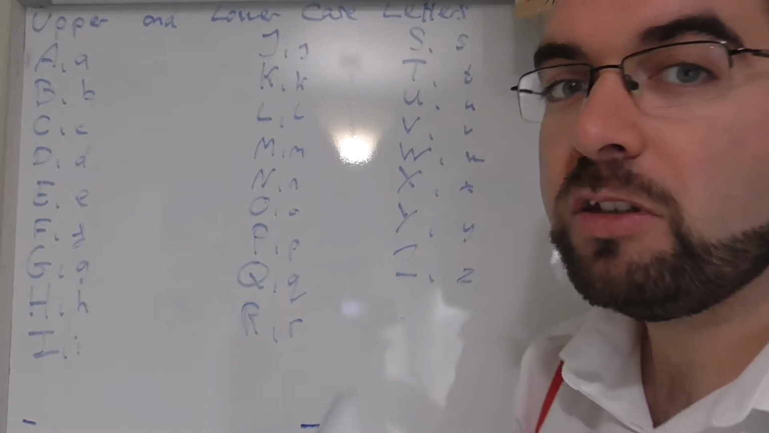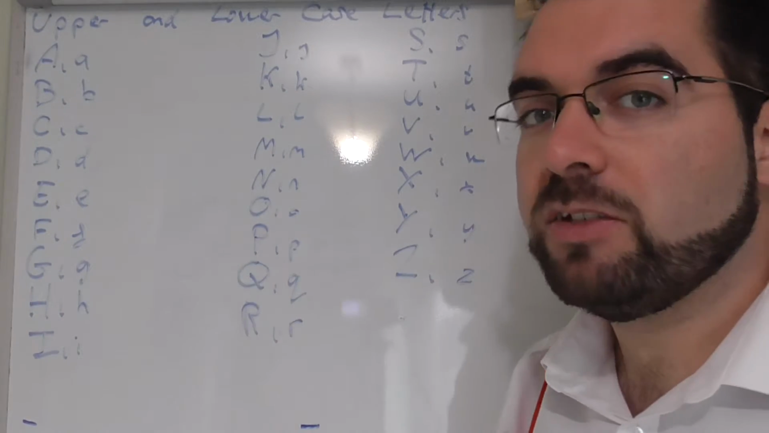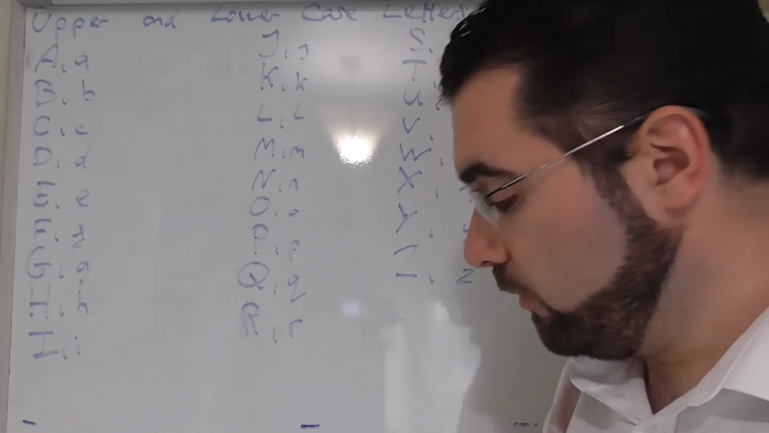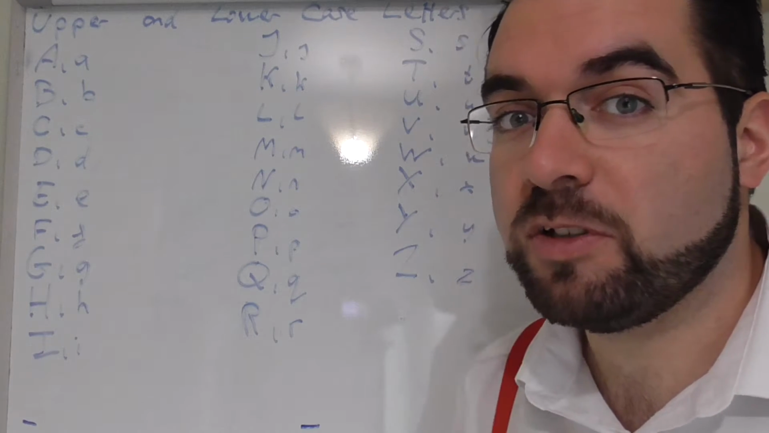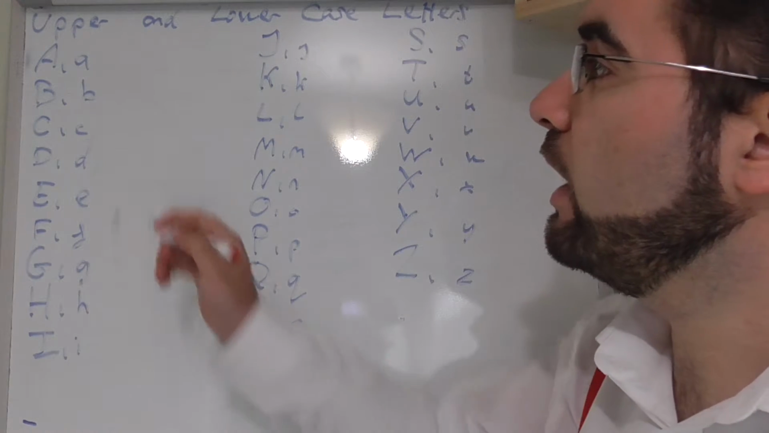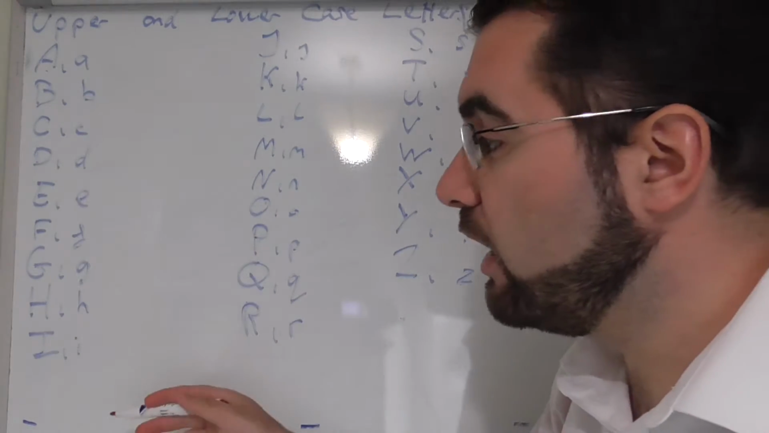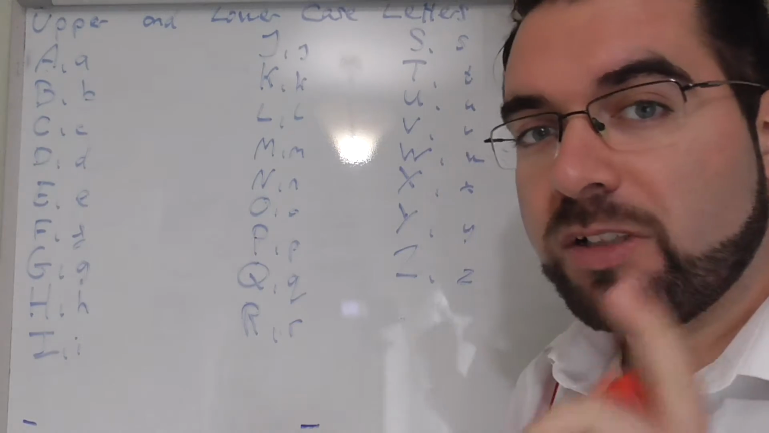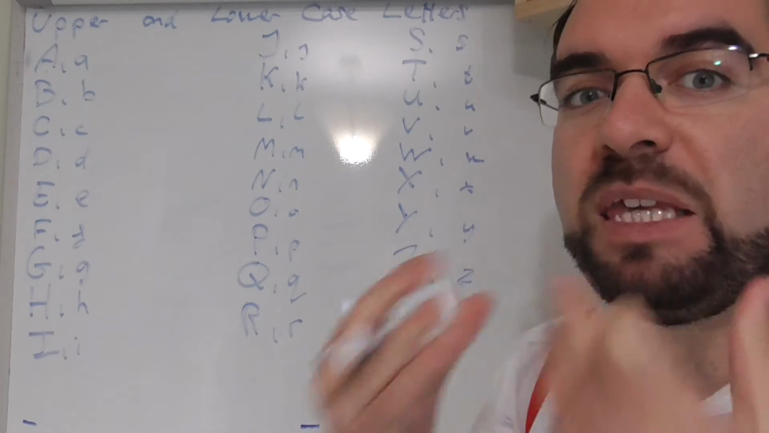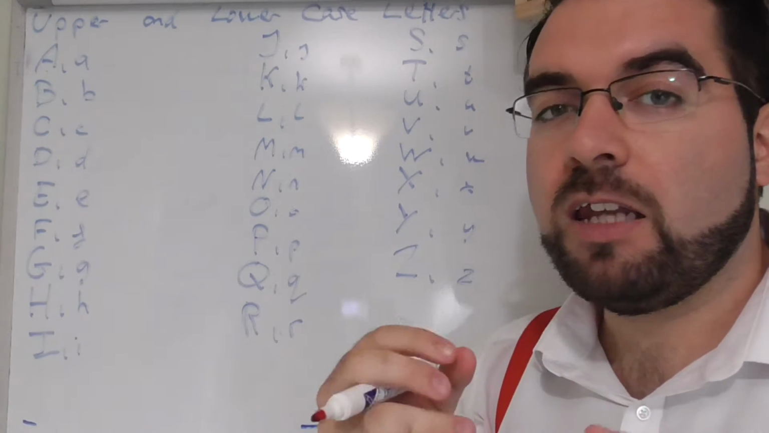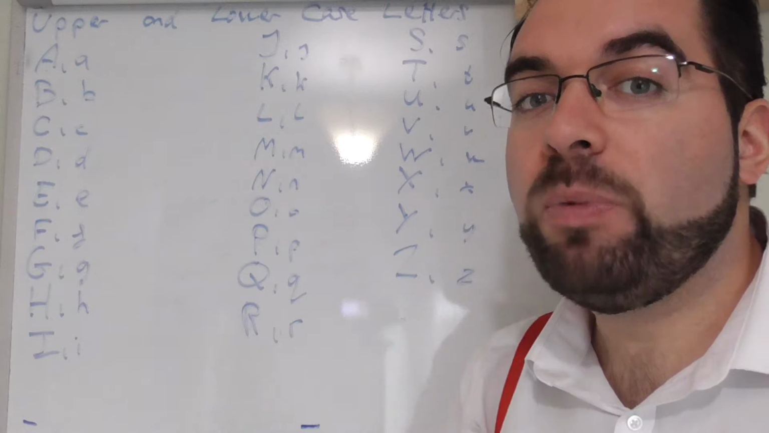Okay, so let's look at the upper and lowercase letters. Recognizing which one's which is quite important. So A, B, C, D, E, F, G, H, I, J, K. Very nice. Now, the thing to understand is that when we speak and spell things, we use uppercase letters.